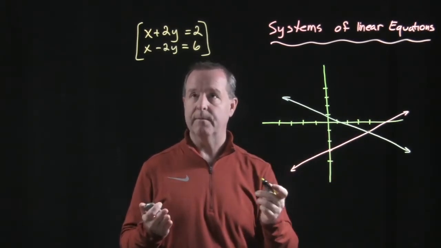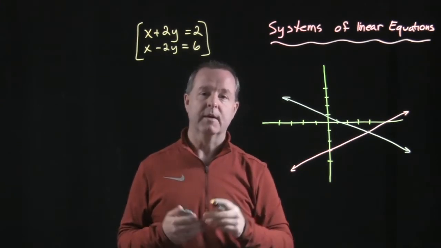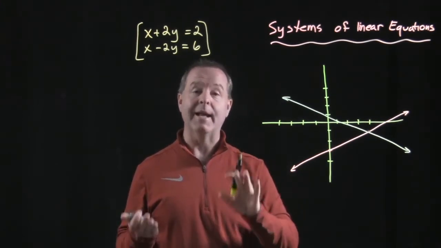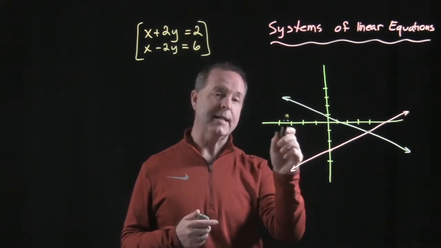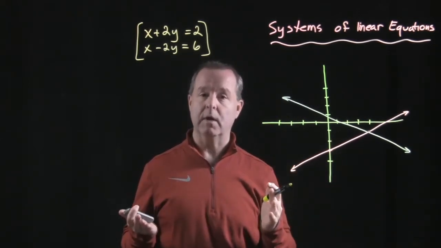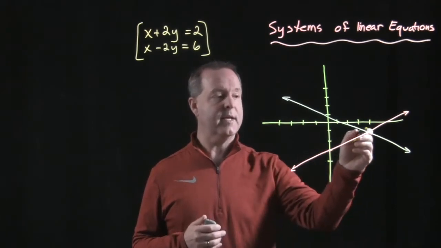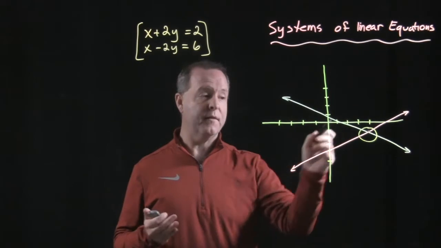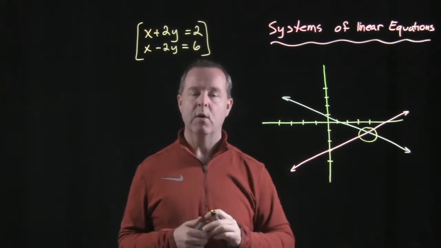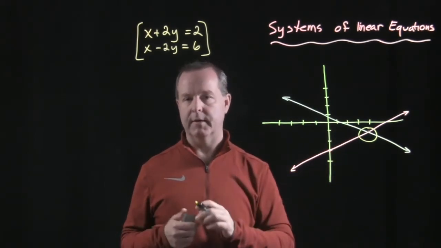So for example, here is a system. You notice that there's two equations and two unknowns. If I were to graph each of those lines, as I did here, you would see that those two lines intersect, and they intersect at one point. And we would call this point, wherever it intersects at, the solution to this system.